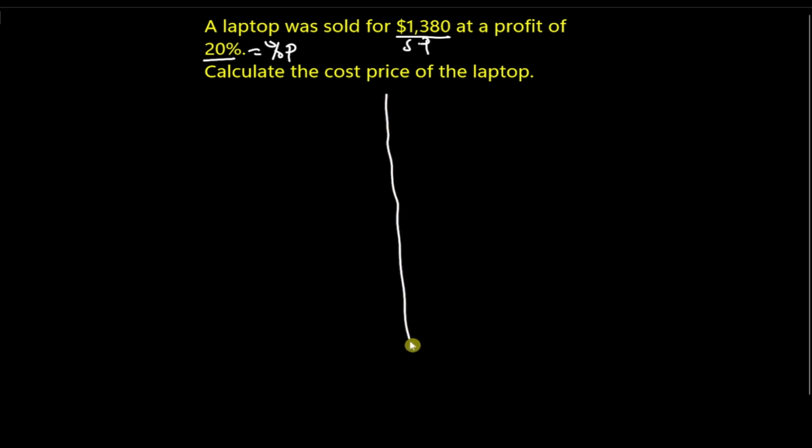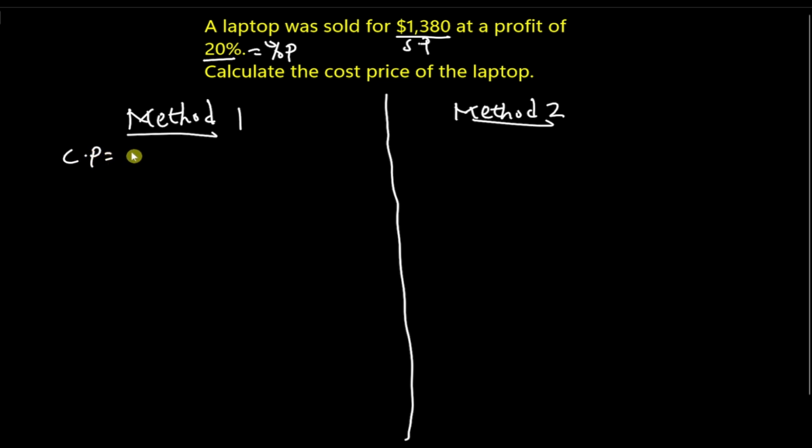You're going to use two methods to solve for the cost price. Method 1 is by using the formulas of profit and loss, and method 2 is by using the ratio approach, or let me call it the practical way. So now let's listen. Here you're looking for the cost price, so the cost price is unknown.